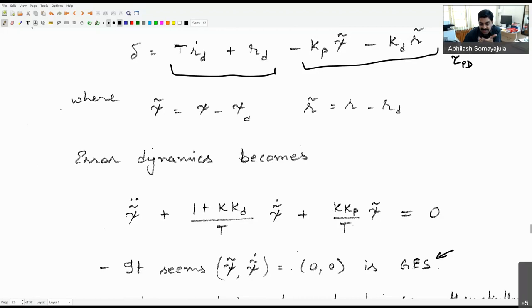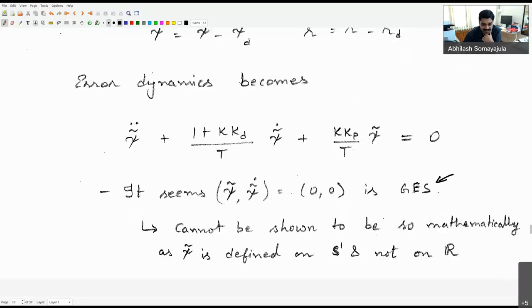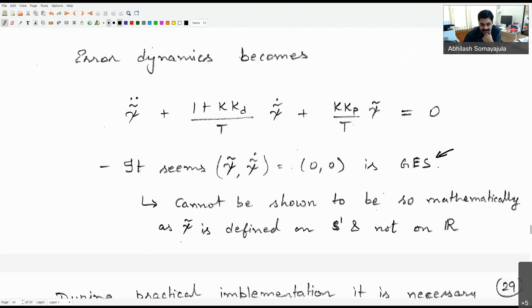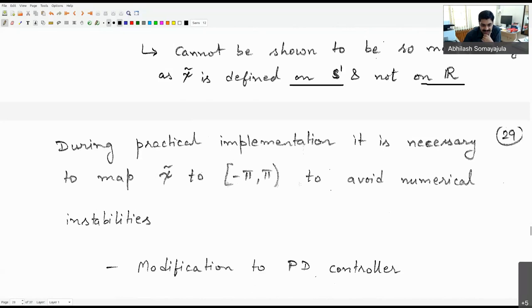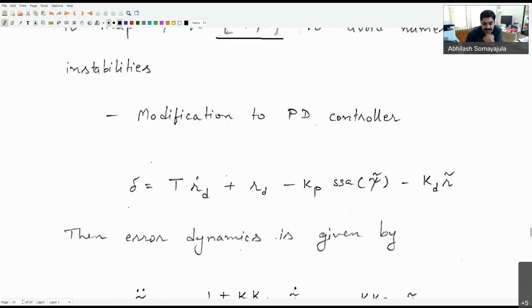As long as they map in the real plane, the dynamics is very clear that it will definitely be a globally exponentially stable point. But the same can't be said when the angles actually map onto a circle. So we can't show that it is mathematically stable when it is defined on this circle and not on the real plane. During a practical implementation, it becomes important to map this to this domain in order to avoid numerical instabilities. And we had looked at the idea that instead of passing psi tilde, we pass SSA of psi tilde as the proportional part of the controller.